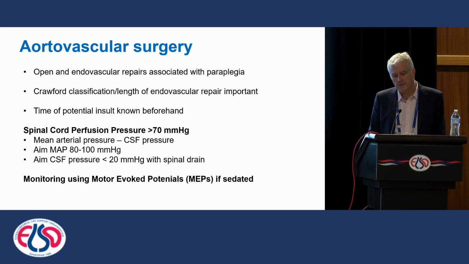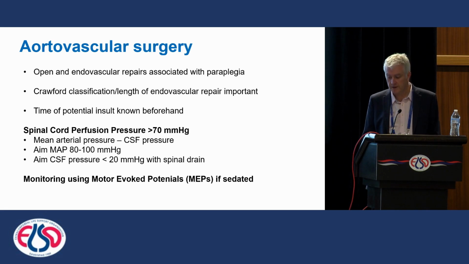So the mainstay of managing this is to maintain people's spinal cord perfusion pressure. And the target that we typically use in our centre is one of over 70 millimetres mercury. And we calculate that just from the mean arterial pressure minus the CSF pressure. And we do that by hypertensing the patient to a certain extent, to a mean of 80 to 100, and maintaining the CSF pressure below 20 with a spinal drain. And we monitor for it as well.